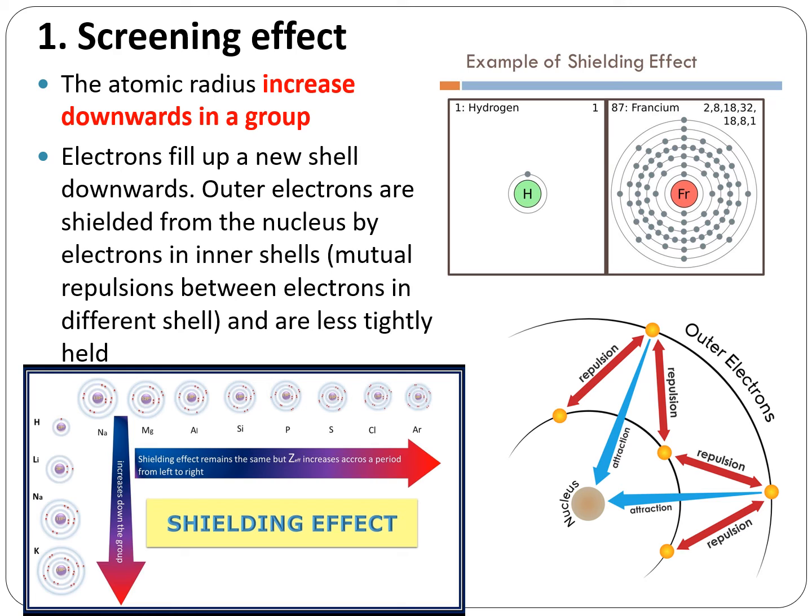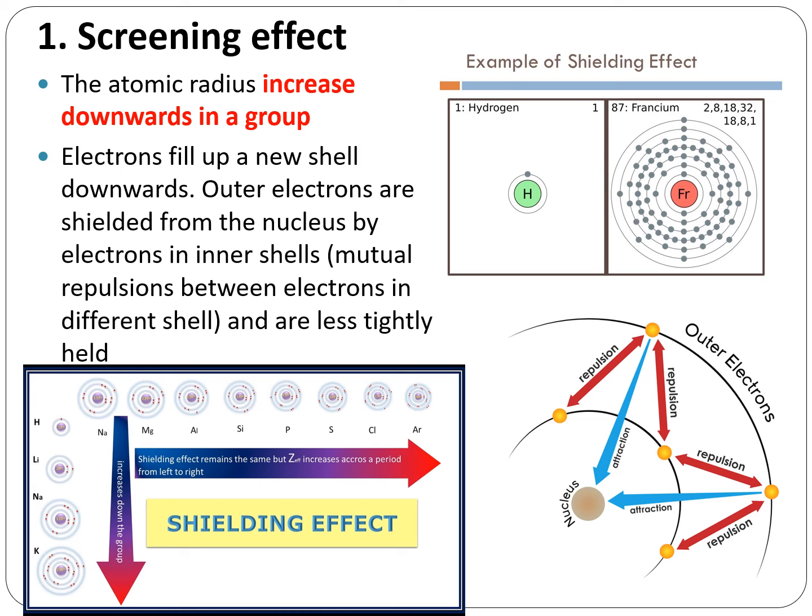The shielding effect will remain the same, but the Zeff number increases across the period from left to right. So look at this one, this is an example of the shielding effect.